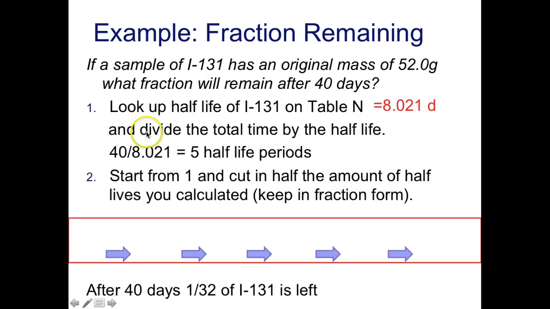So we're going to divide our total time by the half-life. So 40 divided by 8.021 is 5 half-life periods. Since we want to know the fraction remaining, we're going to assume that we start off with 1. And we're going to cut that in half the number of half-lives you calculated, and keep that in fractional form. So we start off with 1, cut it in half, which is a half, cut a half in half, which is a fourth, in half, which is an eighth, in half, which is a 16th, and a 16th in half is 1/32.